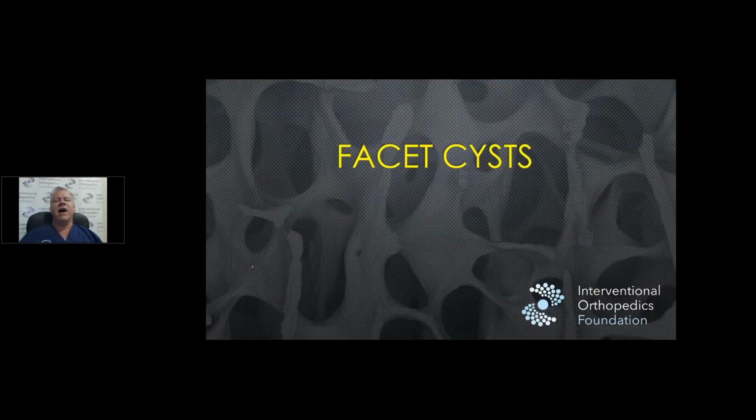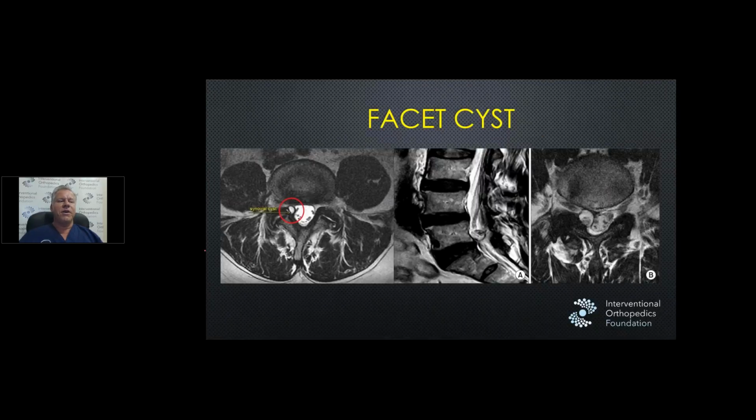Facet cysts. Obviously, the facet can, like any joint, get cysts. You can see here a synovial facet cyst, and that cyst is putting pressure on either the exiting or descending nerves. Here, the cyst is big enough where it's changing the shape of the dura, which is over here, and pushing the dura that way. On the sagittal, the facet cysts tend to look like these little circles or half circles within the spinal canal.